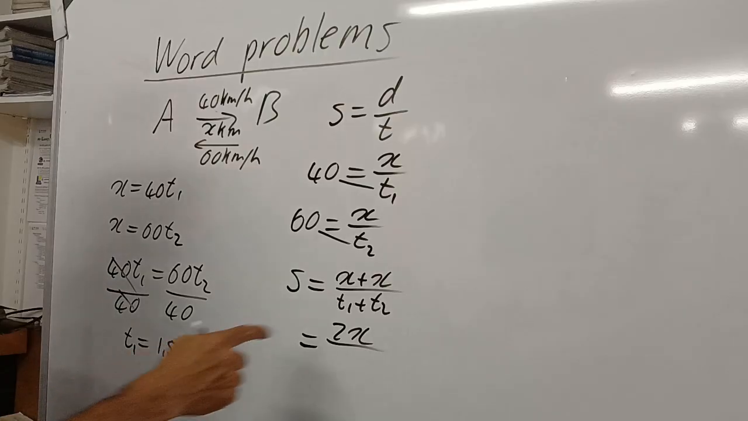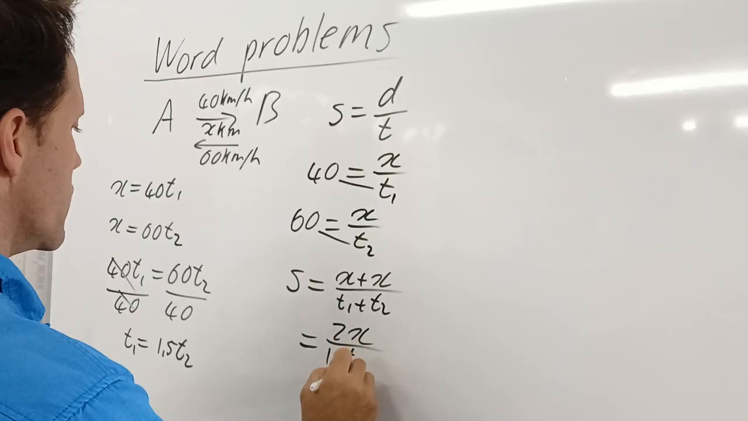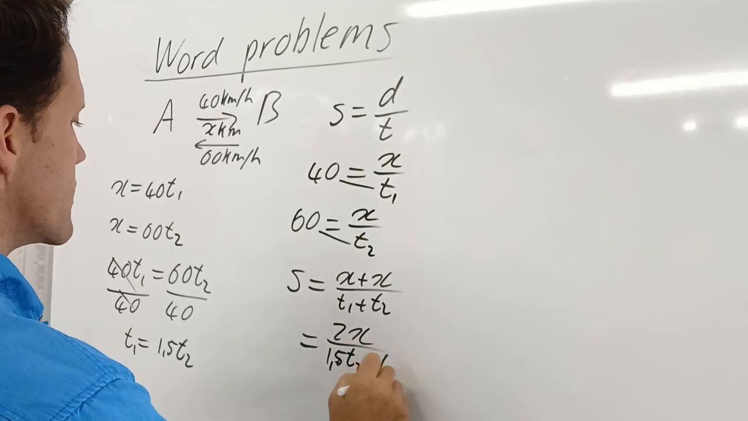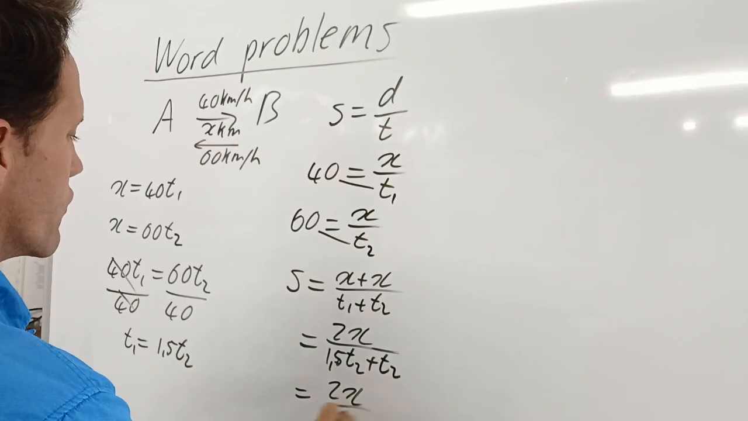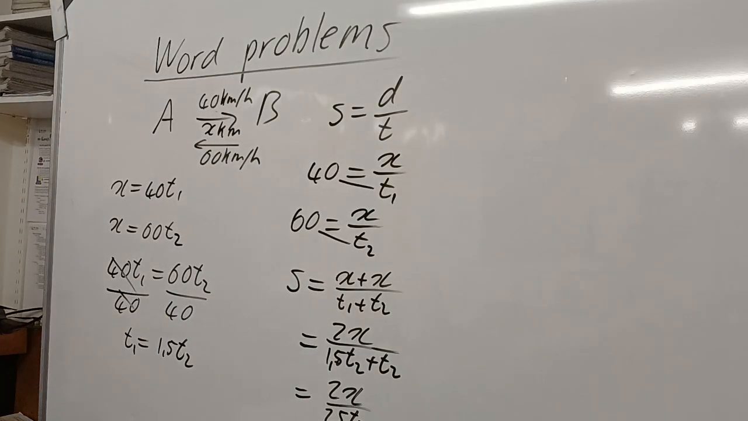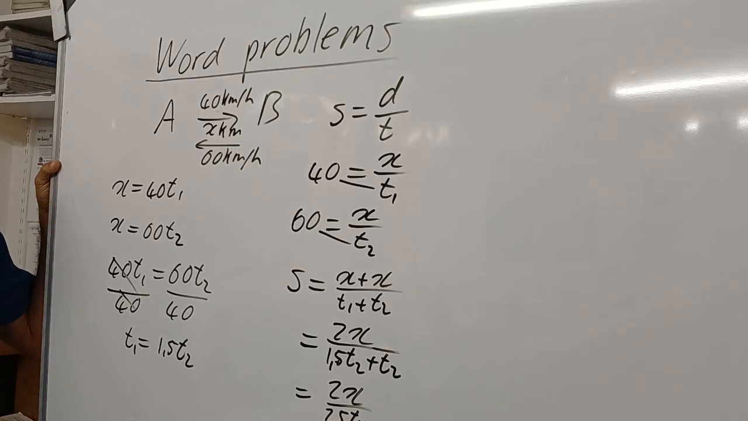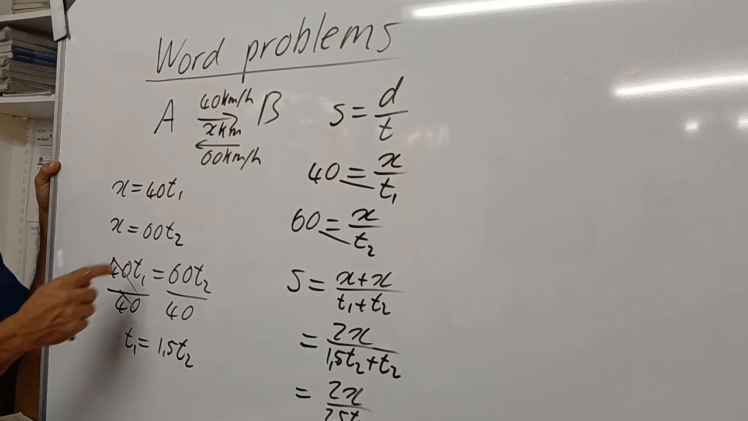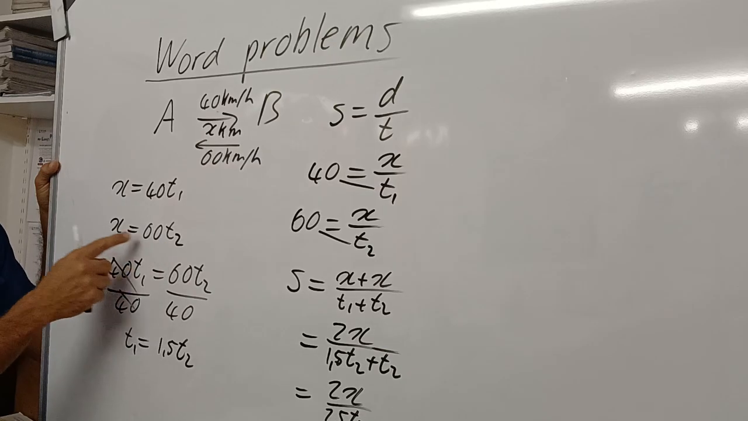So let's see what happens when we put that in here. If T1 is 1,5 times T2, and then plus T2, that gives you 2,5 times T2. So the average speed is going to be 2x over 2,5 times T2. And let's see, what else can we say? T2 is x over 60. T2 can be written here.